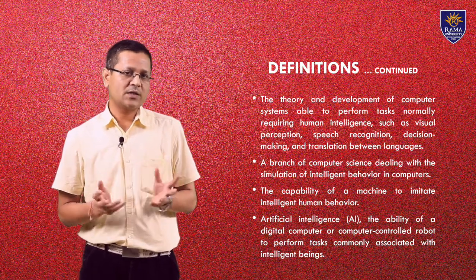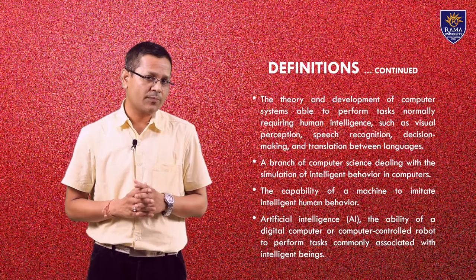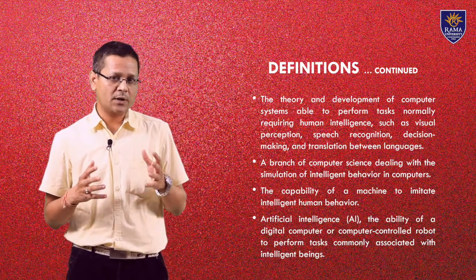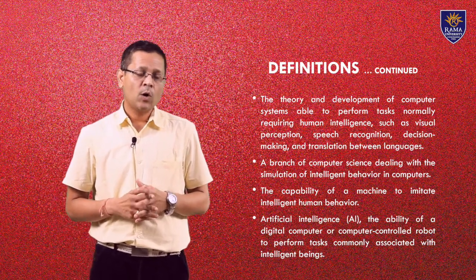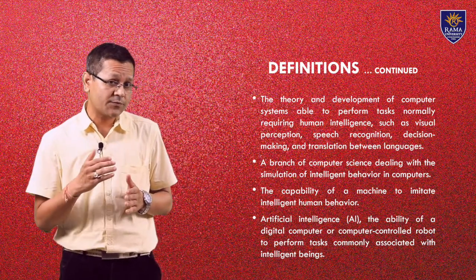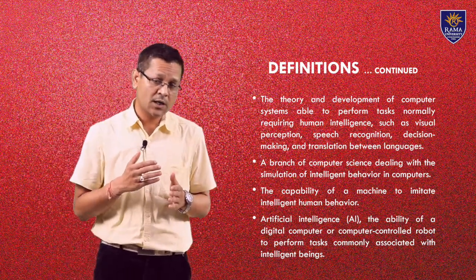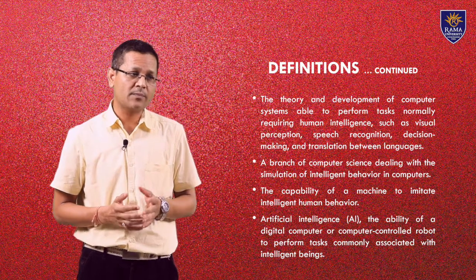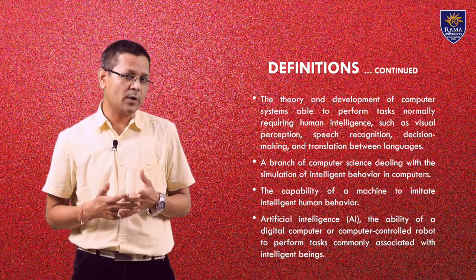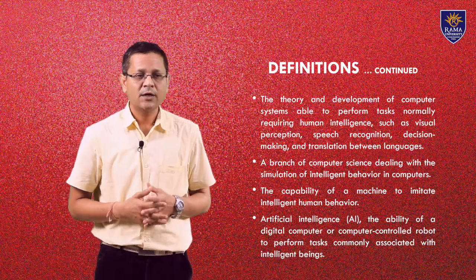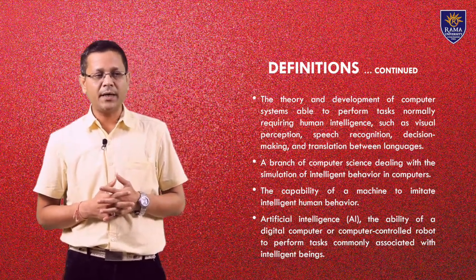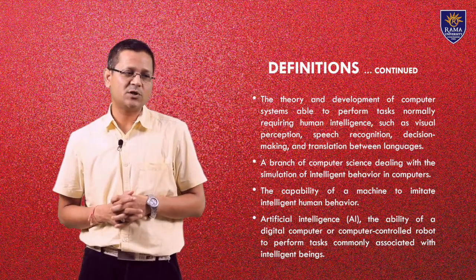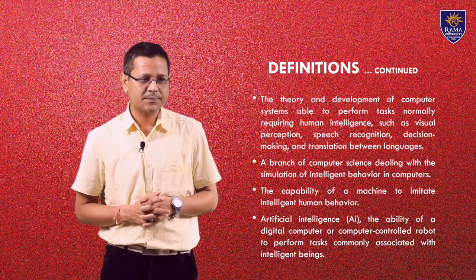All these sciences are part of computer science, and are especially a part of a subject called artificial intelligence. If we are able to simulate these functions, these domains, these artifacts into some computer program, then we say that we are actually doing work with artificial intelligence. So the capability of a machine to imitate intelligent human behavior can also be termed as one of the definitions of artificial intelligence.